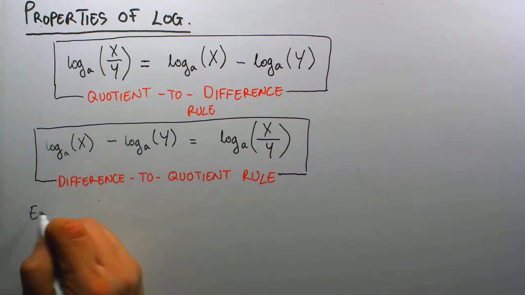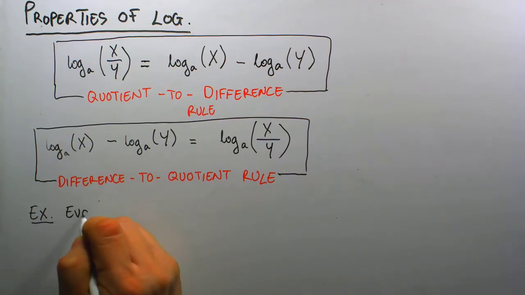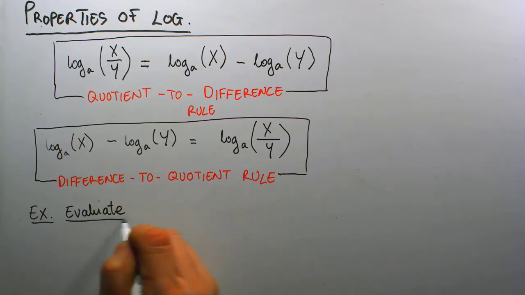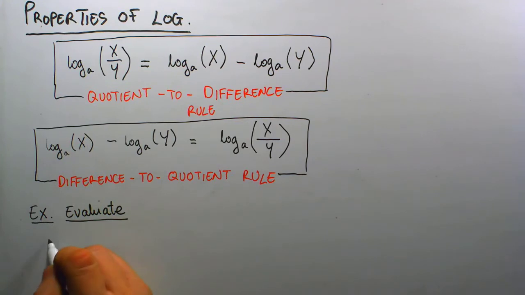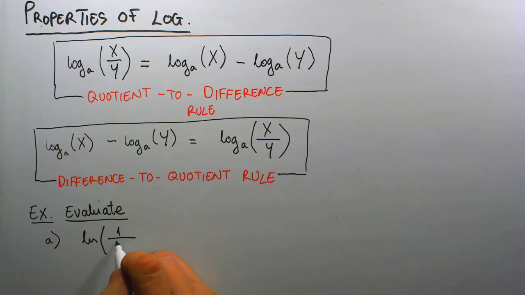Let's now look at another example where we're asked to evaluate. So this is another example where we're just doing further computation problems. There will be times we're asked to find the natural log of a quotient. So how about the natural log of 1 over 25?